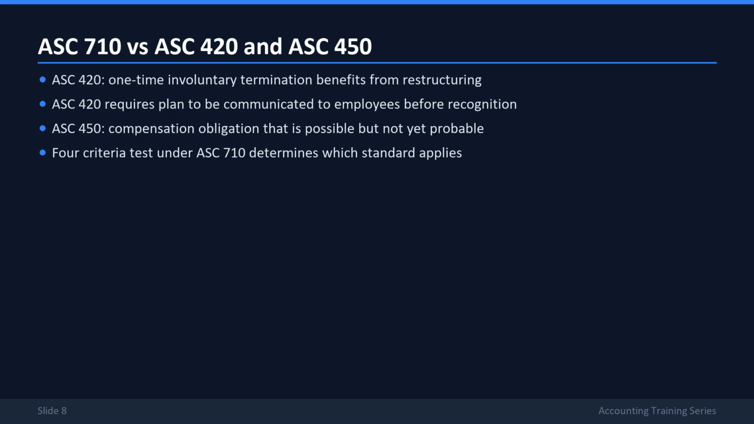ASC 420 applies specifically to one-time termination benefits arising from management decisions to restructure or lay off employees. Recognition under ASC 420 requires the termination plan to be communicated to employees in sufficient detail before a liability is recorded. ASC 450, the contingency standard, applies when the employer has a potential compensation obligation that is possible but does not yet meet the probable threshold. Applying the four criteria test under ASC 710 helps determine which standard is most appropriate.